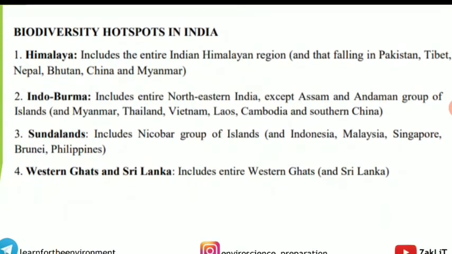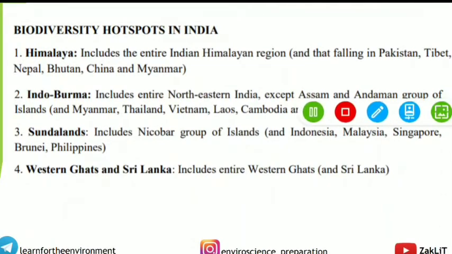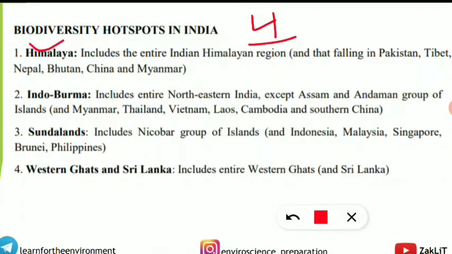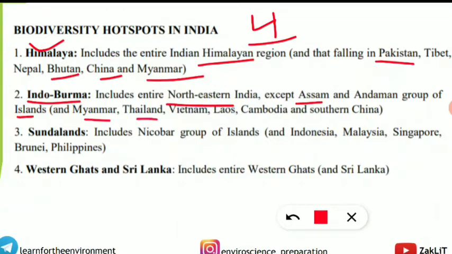So here, biodiversity hotspots in India, we should also know. This question also comes. There are a total of 4 biodiversity hotspots in India. Number 1 is the Himalayas. It includes the entire Indian Himalayan region, and the parts falling in Pakistan, Tibet, Nepal, Bhutan, China and Myanmar. Next is the Indo-Burma region, which includes entire Northeast India except Assam and the Andaman group of islands, and Myanmar, Thailand, Vietnam, Laos, Cambodia and southern China.